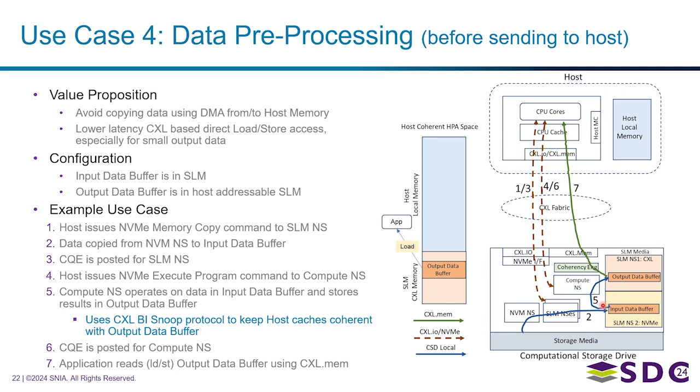We have an execute program command that's going to be sent in step 4 to the compute namespace. Coherency is going to ensure that if there's any data in the host, it's invalidated, because presumably we're going to generate a bunch of new data. We're going to process on it, put it in the output data buffer. That's step 5, and a completion gets posted in step 6. At this point, this example differs from some of the earlier ones. Now the host can simply read the data out of that SLM using CXL.mem at its convenience. There's no longer any transfer, no longer any DMA to the host memory. It's just sitting there in memory that the host can access whenever it is ready.